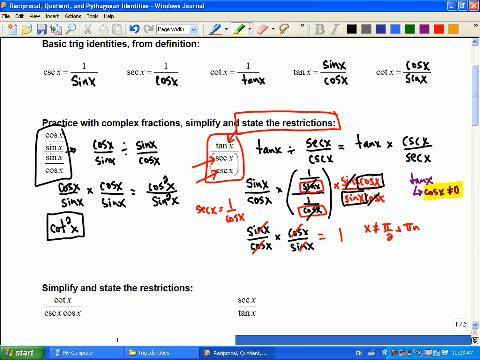Okay, but then the other problem is this piece here. It says cosecant is 1 over sine. So what do we have to stop from happening here? Yeah, sine x can't be 0. Does anybody remember where that happens? Yeah, so 0, pi, 2 pi, 3 pi, so any multiple of pi. So we would just write it down like this.